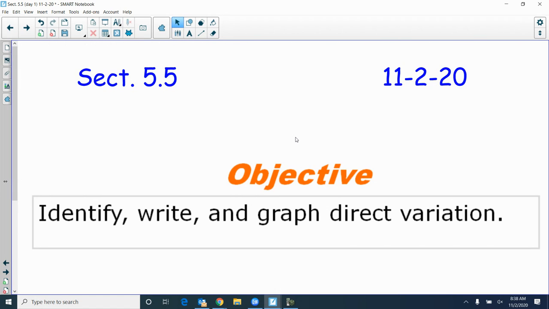Okay, listen up here. So we collected that sheet from Friday from some of you. Okay, got it. We got one more section. It's called direct variation, and it kind of throws a little bit of a curve at you.